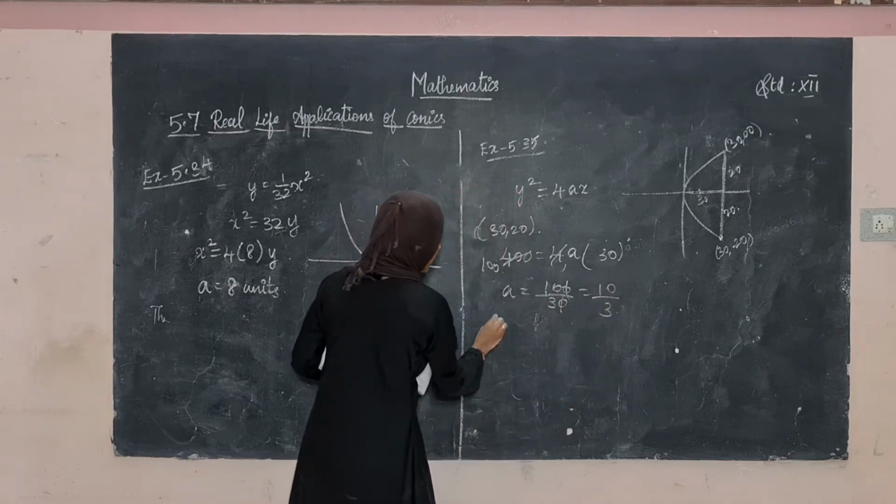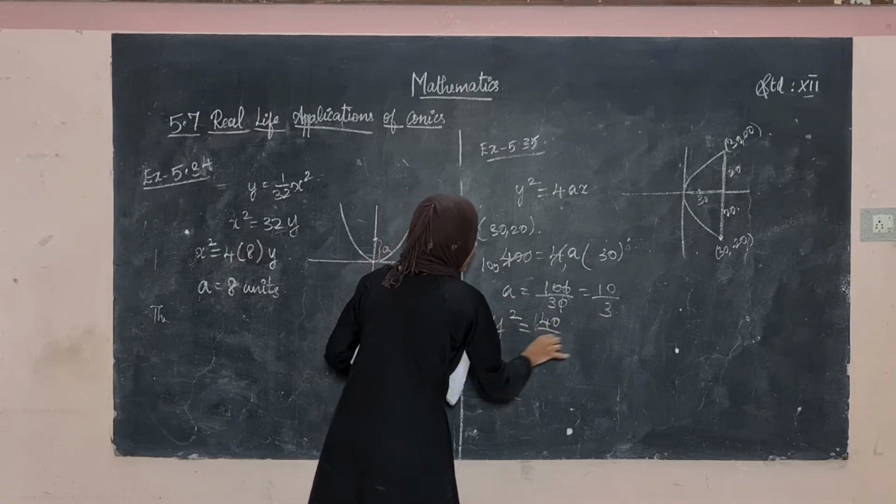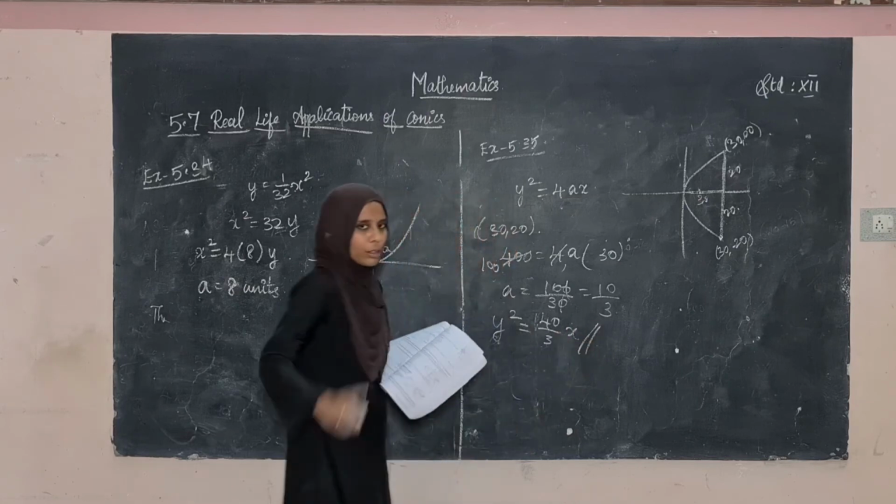A is equal to 10 divided by 3. What will be the equation of the parabola? y squared is equal to 40 divided by 3 into x. This is the equation of the parabola, the first solution.